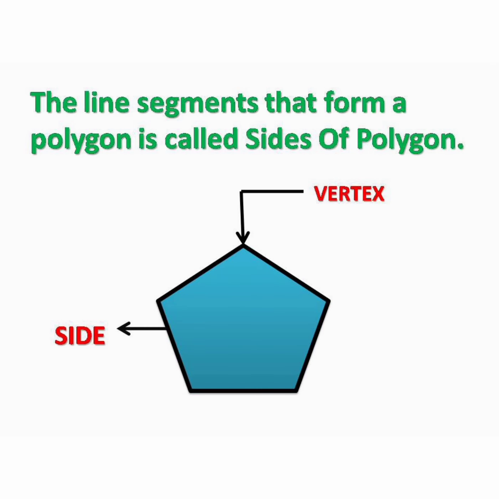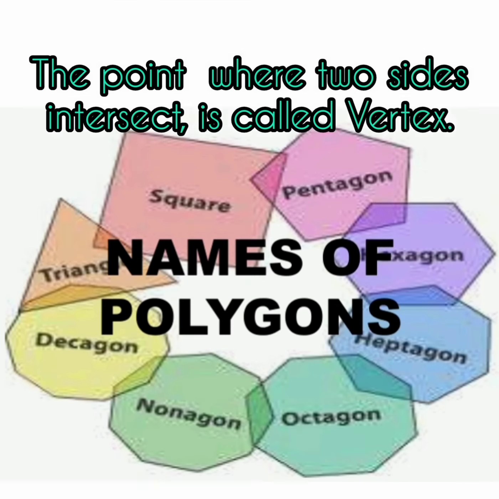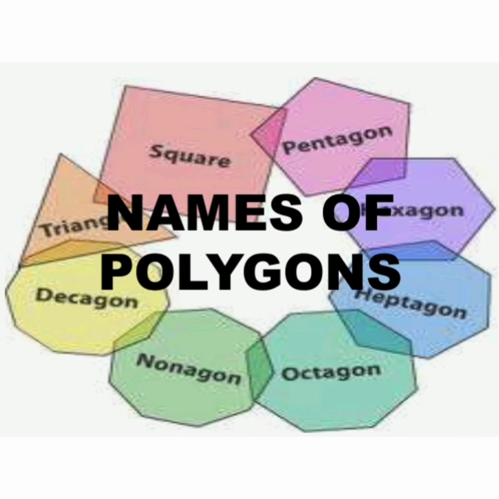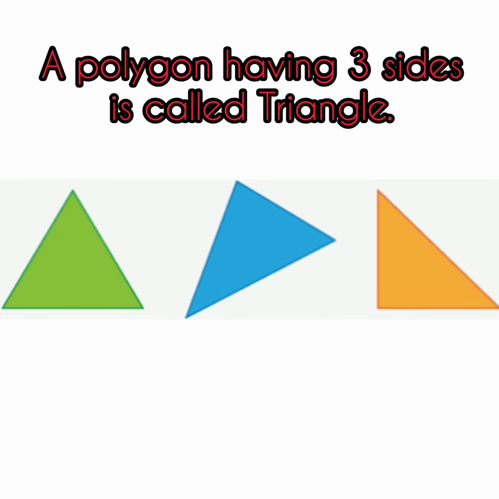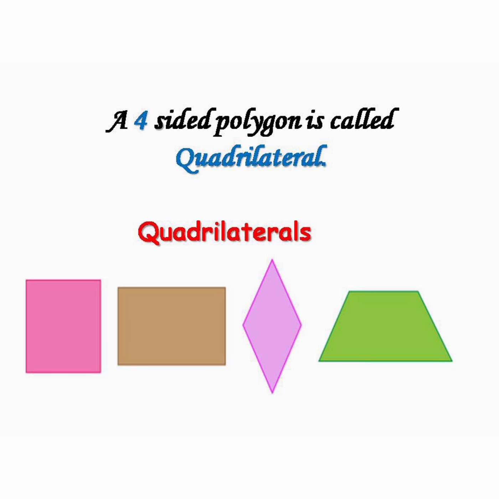The line segments that form a polygon are called the sides of the polygon. The point where two sides intersect is called a vertex. Polygons are named after the number of sides they have. A polygon having three sides is called a triangle. A polygon with four sides is called a quadrilateral. Square and rectangle are also quadrilaterals.